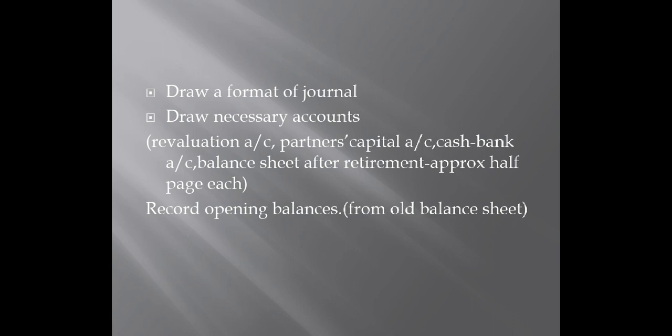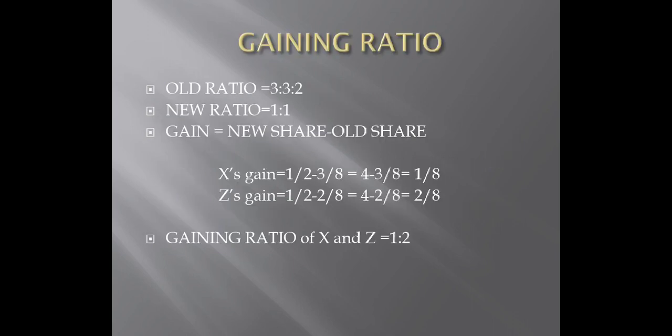Each and every account of half page. And you will record the opening balances: opening balances of partners' capital accounts and cash and bank account. Obviously, after that, you are supposed to calculate this the way it is calculated here. That is, you are supposed to calculate the gaining ratio. Alright?